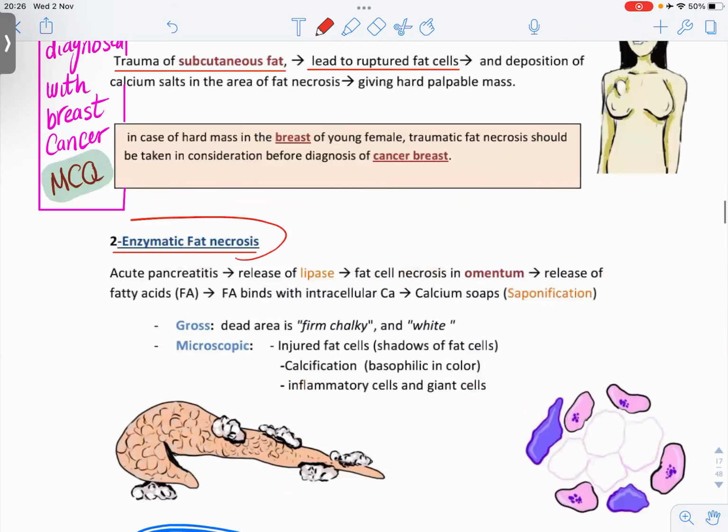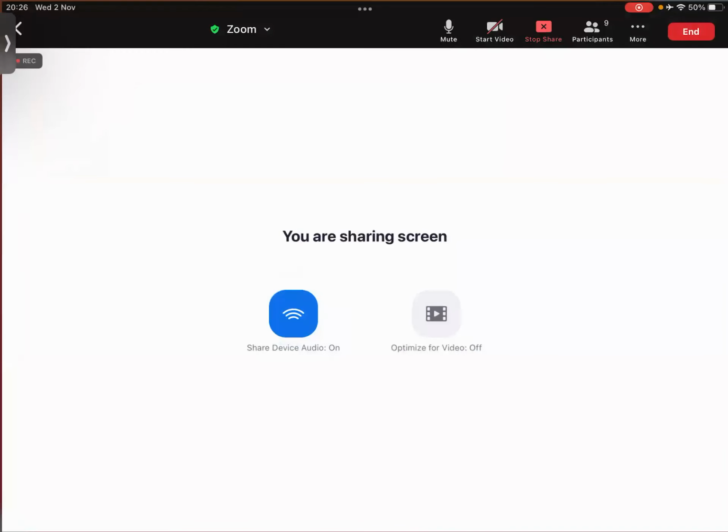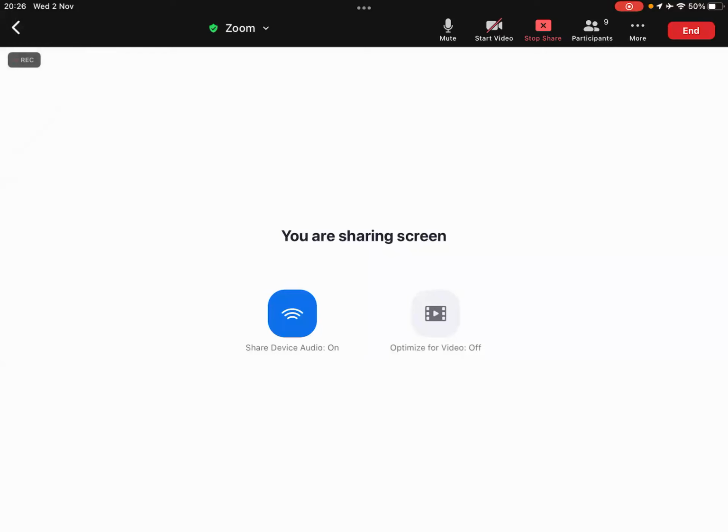The second type is enzymatic fat necrosis. What does enzymatic fat necrosis mean? Some patient went to the hospital for surgery, and the surgeon opened the abdomen, and by mistake, the surgeon unfortunately cut and injured a very important and dangerous organ, the pancreas. So the surgeon by mistake injured the pancreas.